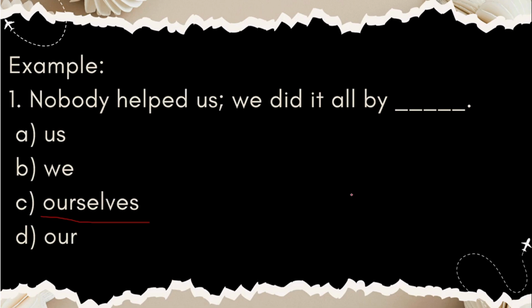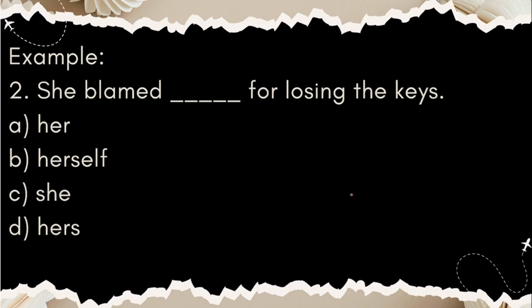Okay, let's move on to a second example. She blamed dash for losing the keys. She blamed her for losing the keys. She blamed she for losing the keys. She blamed hers for losing the keys. She blamed herself. Reflexive pronoun. The object and the subject are the same. So the right answer is herself. She blamed herself for losing the keys.